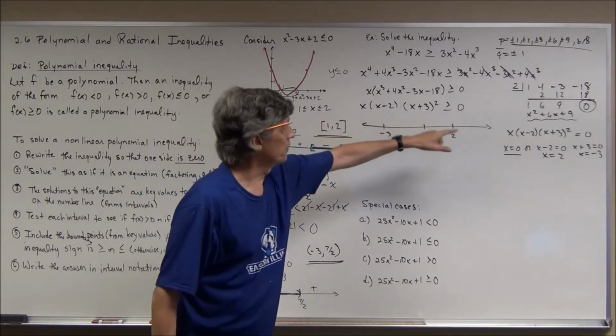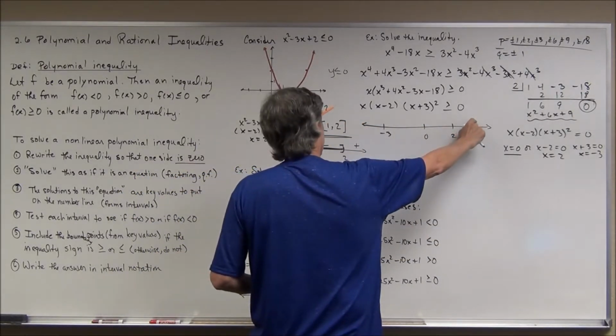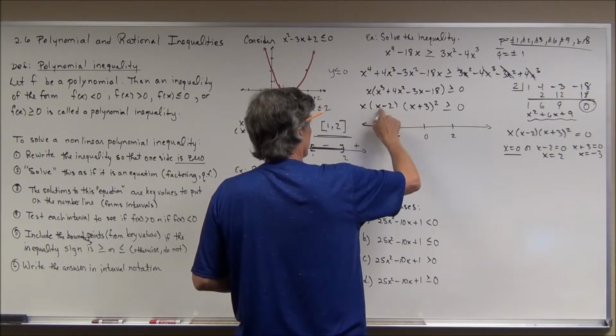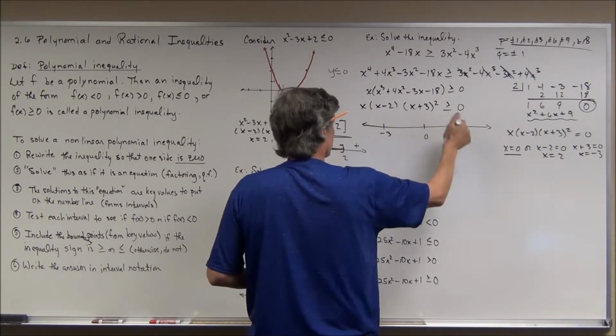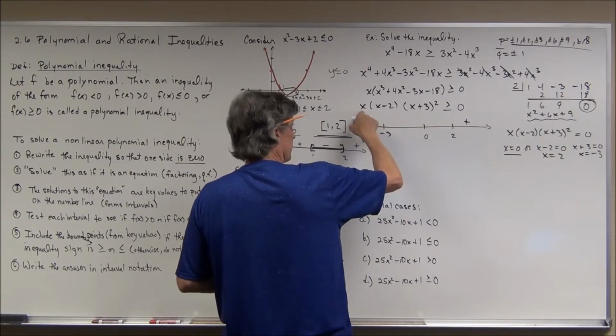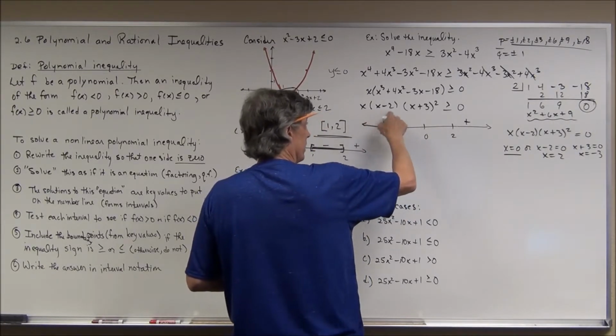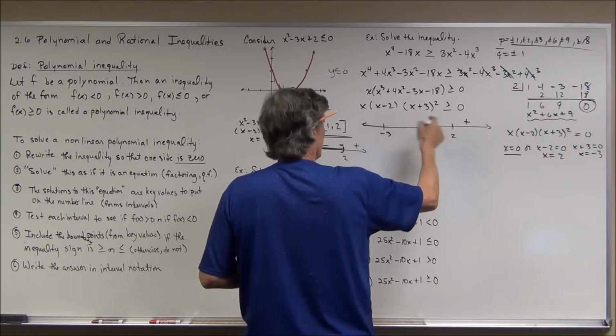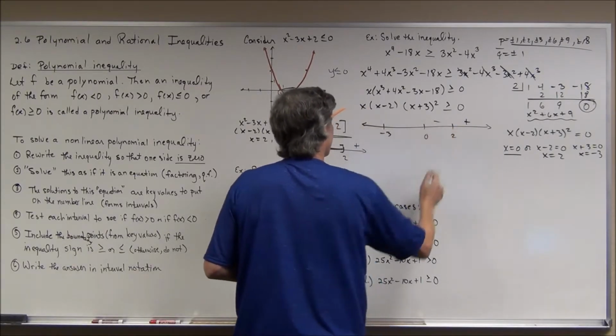Take a value from each one of these intervals. I'll start with the biggest. I'll take 10 from here, so that's positive. 10 minus 2 positive. 10 plus 3 quantity squared positive. Take a value from here like 1. That'd be 1 plugged in there is positive. 1 minus 2 is negative. 1 plus 3 squared is positive. Positive times negative times positive is negative.